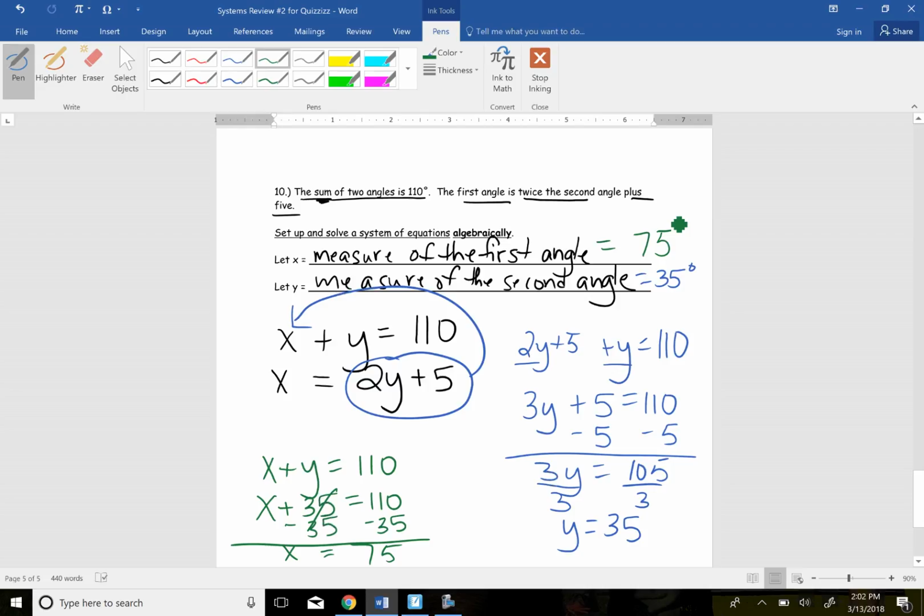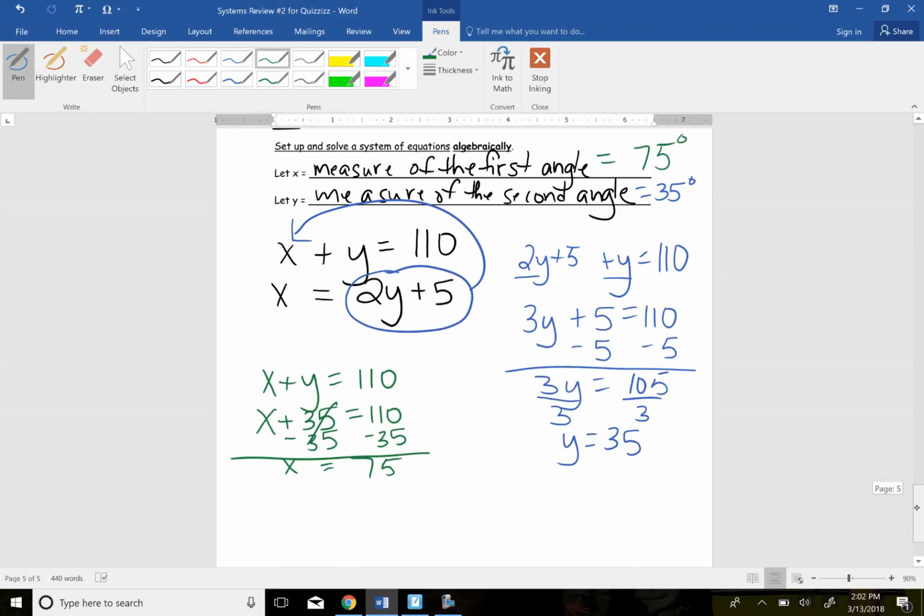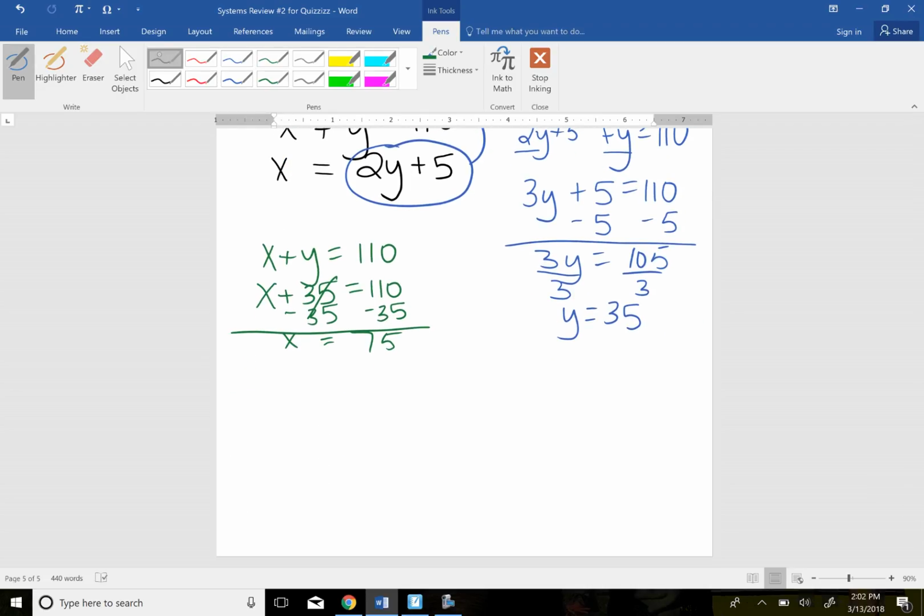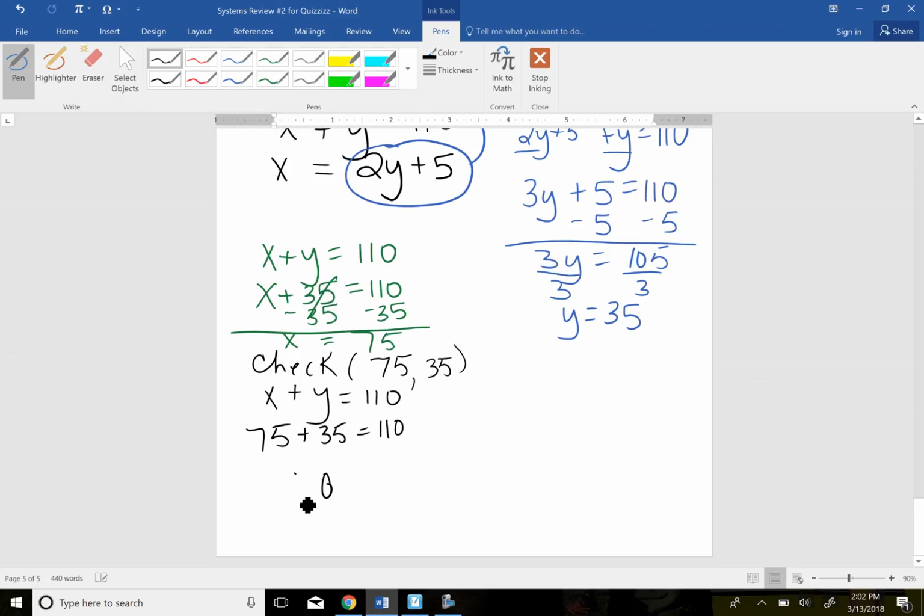So the last thing I want to do is check that that answer is correct. So we're going to check, and my solution is 75 for x, 35 for y. X plus y is supposed to be 110. Is 75 plus 35 equal to 110 degrees? So that would be a 10, that's 10 and one more, that'll be 11. 110 is 110. It checks in the first equation.